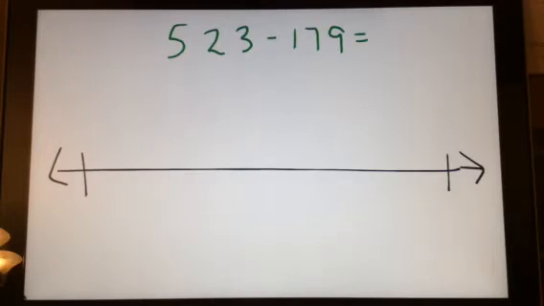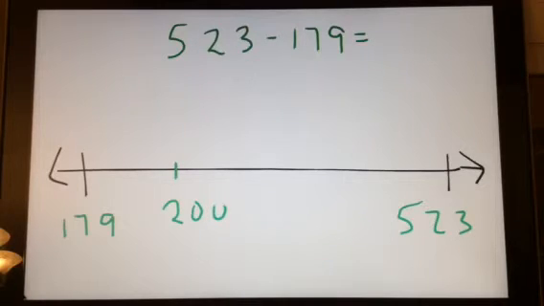Let's use the number line to demonstrate this. What's the difference between 179 and 523? Now, since this is a little bit more complicated than our previous example, most students would make the jump to 200. So what's the difference between 179 and 200? And up here we can write 21.